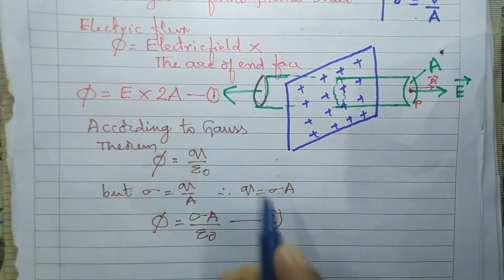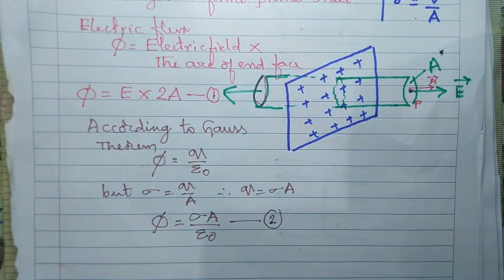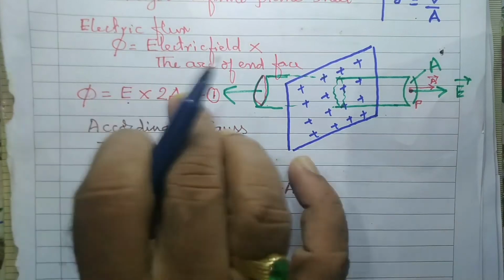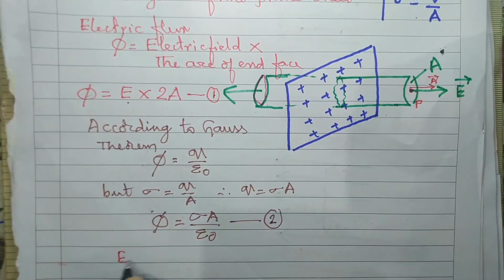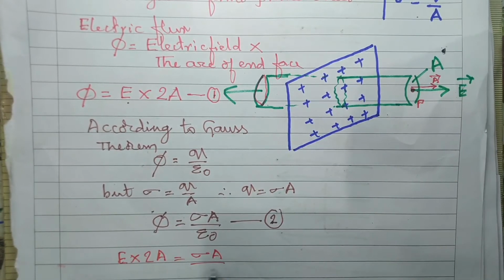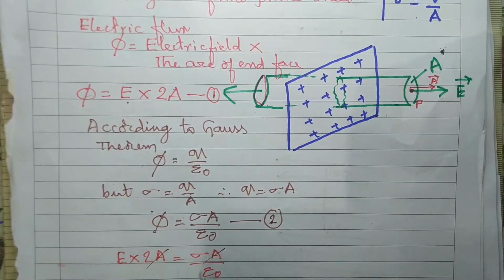You see, this is equation number 1, this is equation number 2. This is from the diagram we have got, this is from the Gauss theorem we have got. Both are flux, therefore LHS are equal, so RHS are also equal. Our aim is to find out this electric field. Therefore, we write first this one: E into 2A is equal to sigma A by epsilon 0, from the second equation. Then you will find that this area gets cancelled.